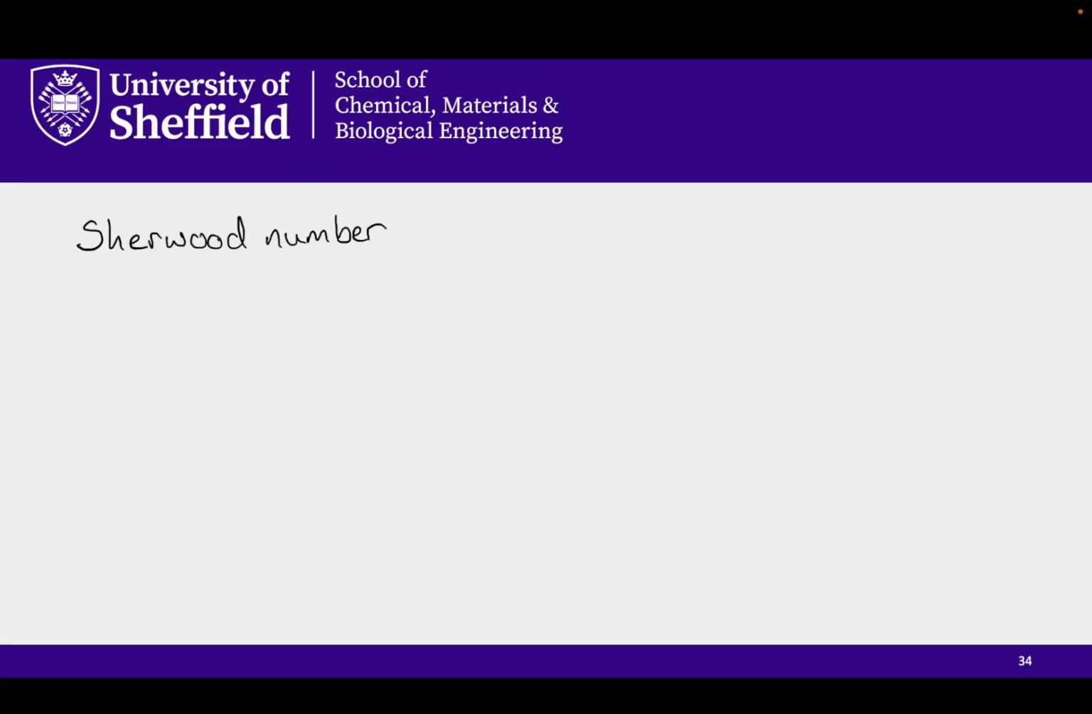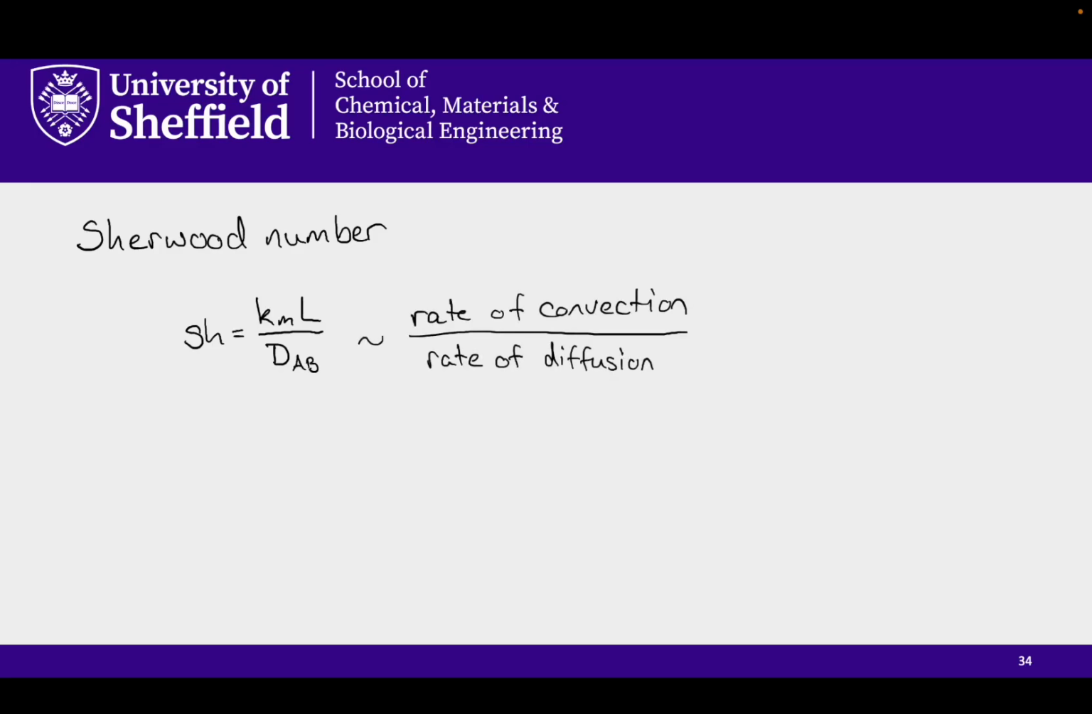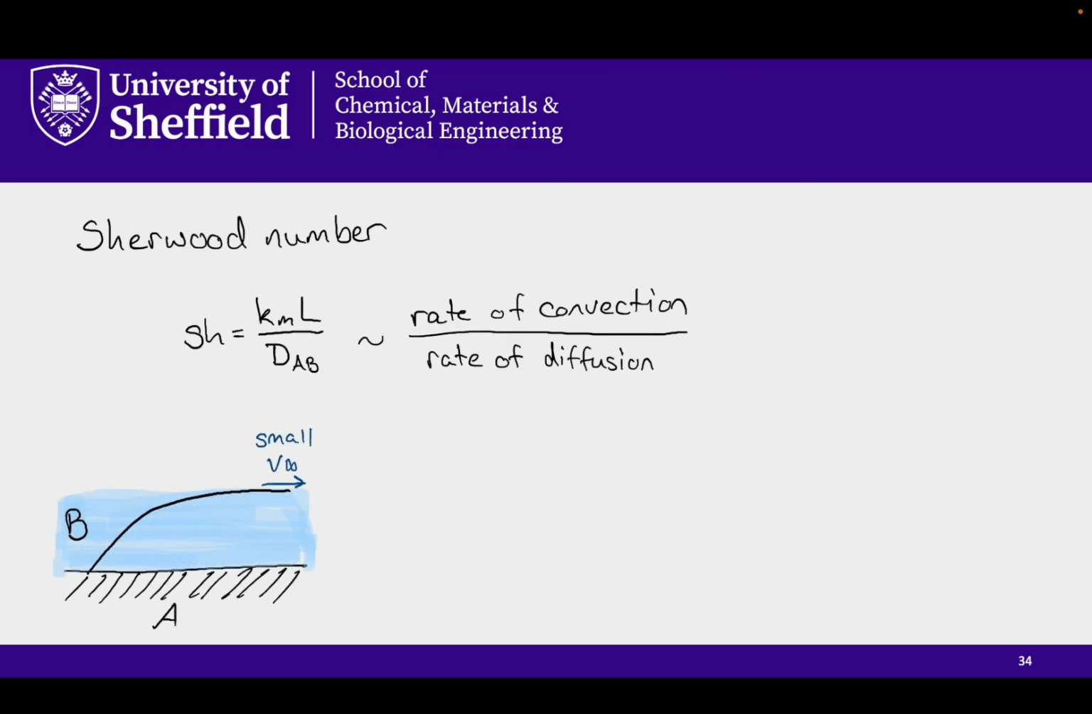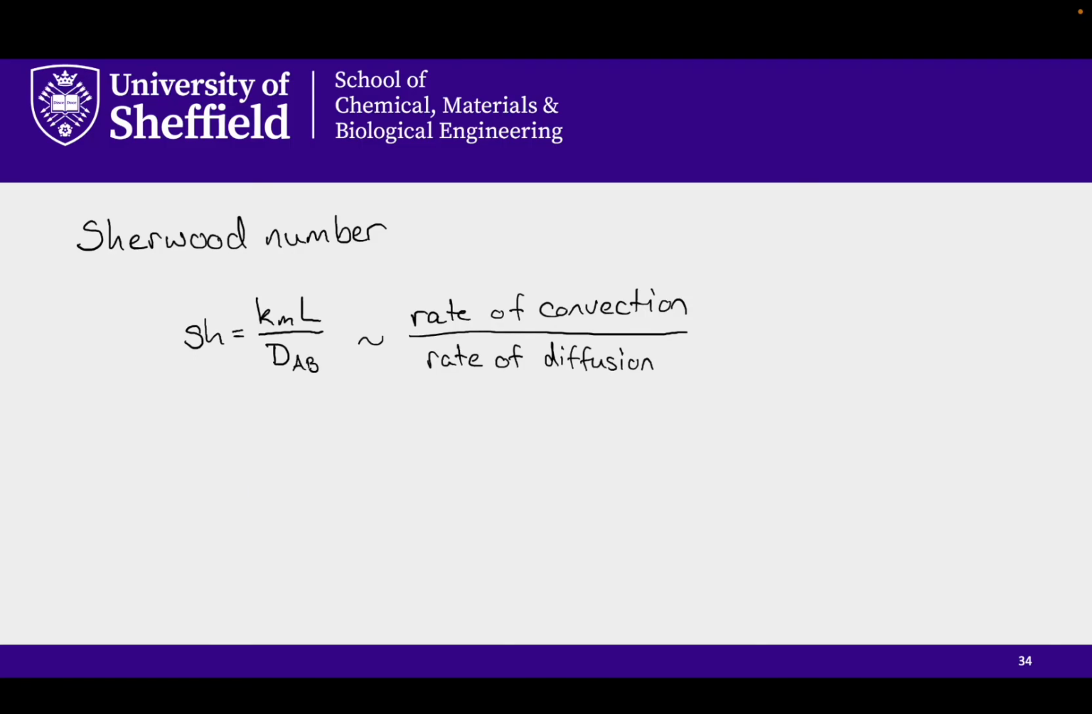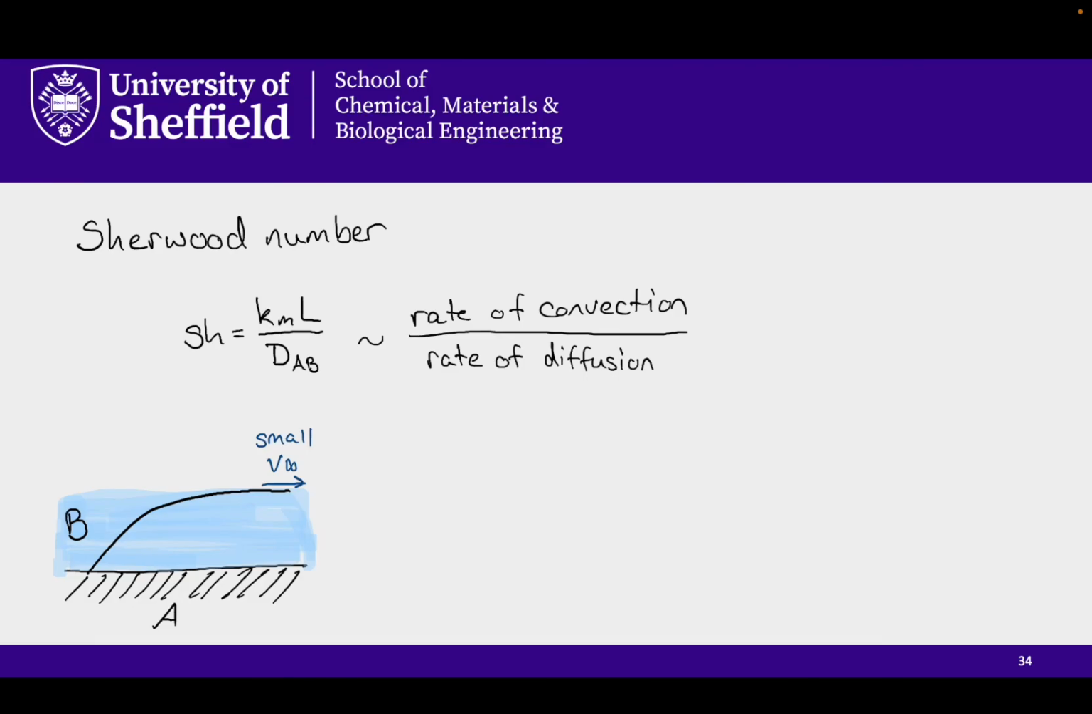Finally, we're going to look at the Sherwood number, which is defined as the ratio of the convective rate of transfer to the diffusive rate of transfer, roughly. When the Sherwood number is small, that means there's a small velocity at the free surface, and that gives us a small value of Km, and consequently, we're in a convection limited regime. So diffusion is fast relative to convection.